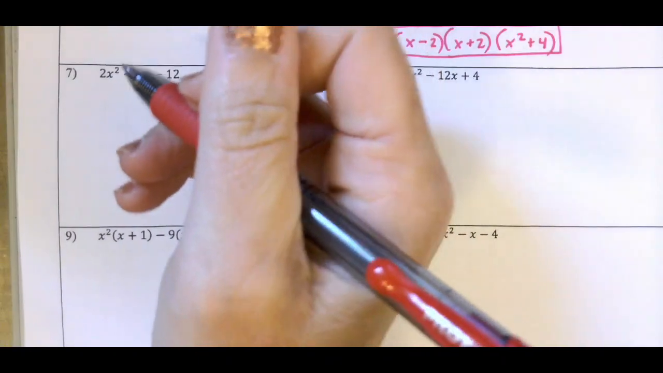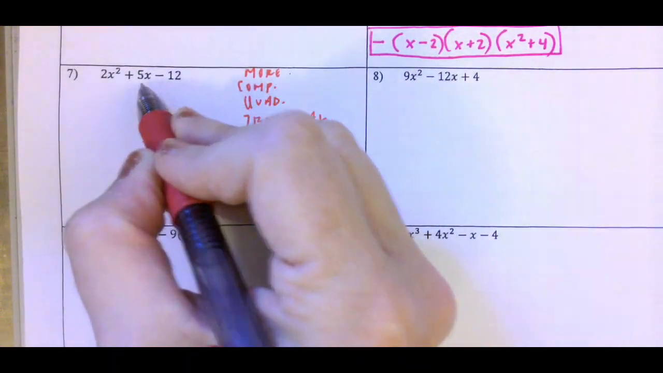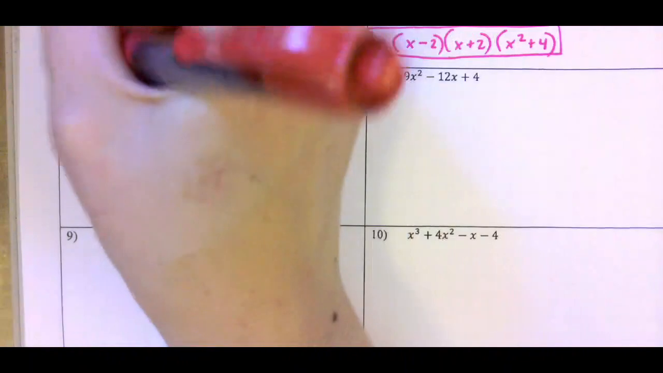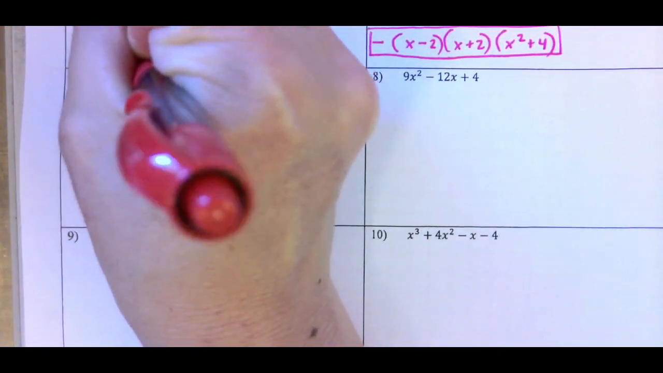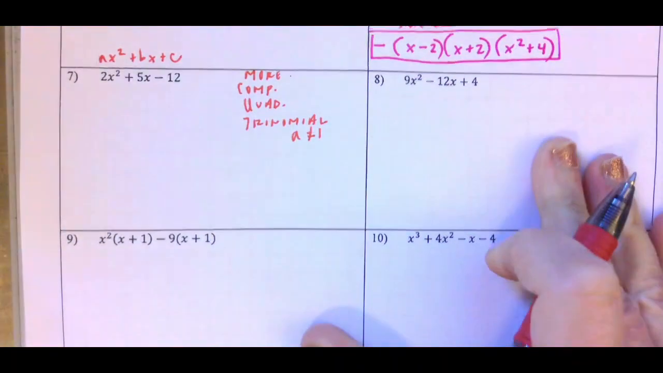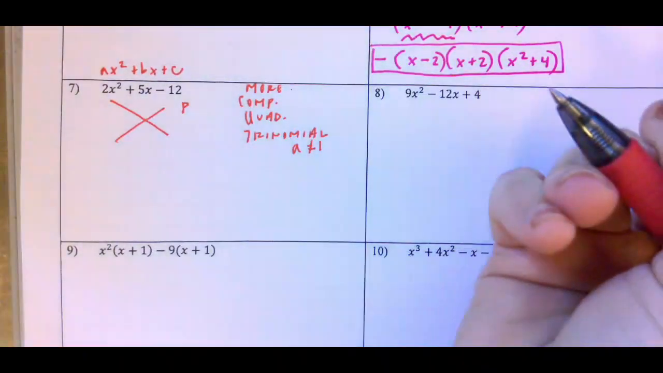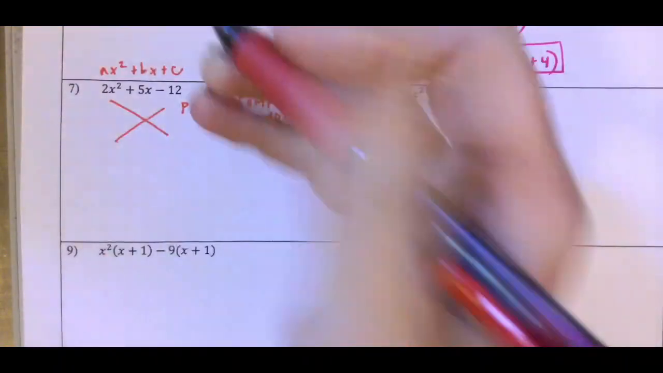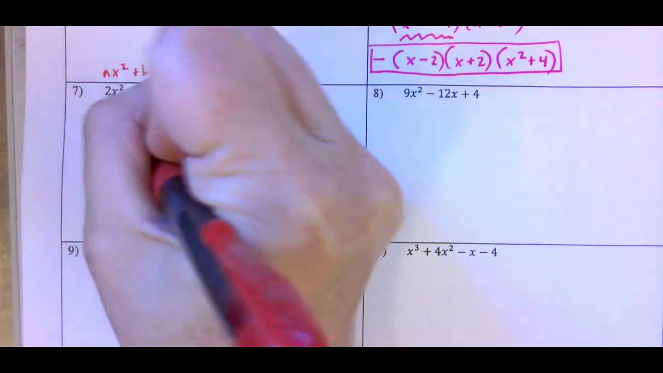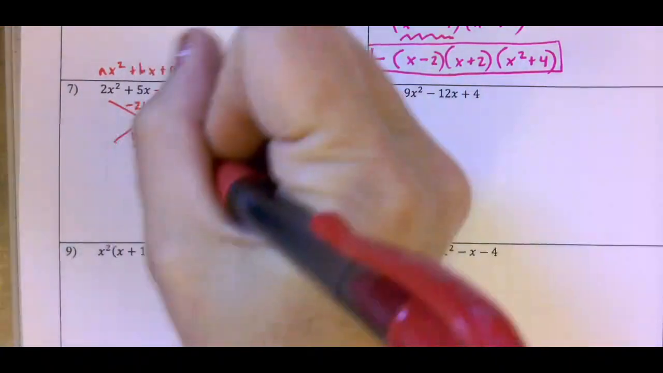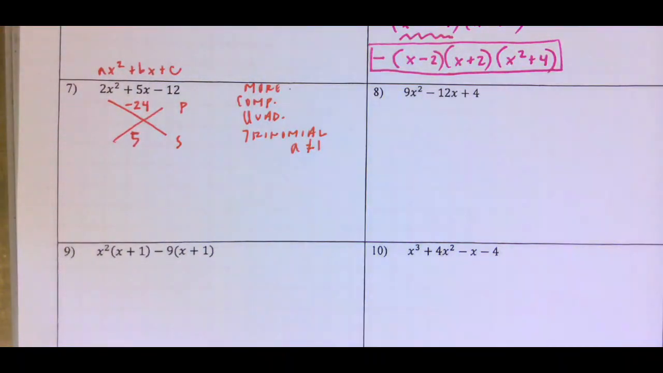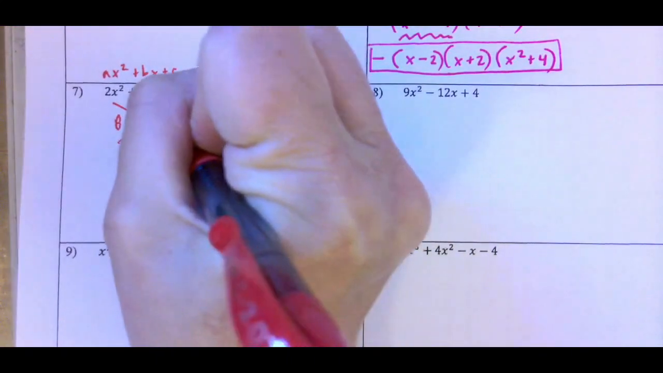So first thing, I'm just looking at, remember that this is the A, the B, the C, right? When we're looking at it in this structure of ax squared plus bx plus c. So when I think about the product, it has to be the A times the C. So 2 times -12 gets me -24. And then the B, right, that's my sum of 5. So I need to find two numbers that multiply to -24 that add to +5. Right, it's got to be 8 and -3.